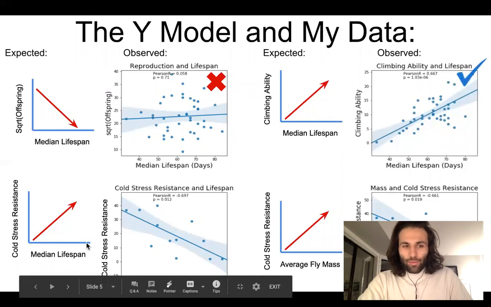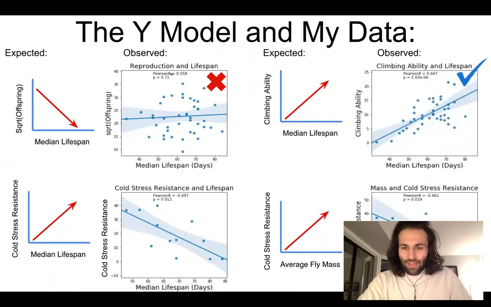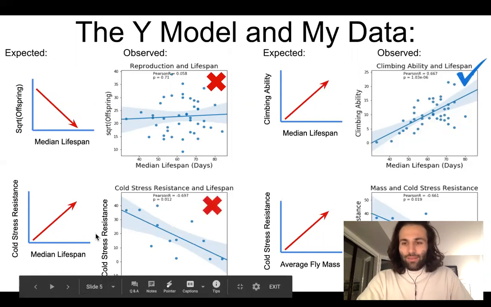Moving to the bottom left, we have cold stress resistance and median lifespan. And so what we'd expect here with the Y model is a positive correlation between the two because they're both measures of somatic maintenance. However, what we see is a negative correlation, which is really interesting because that means that these two measures of somatic maintenance are actually trading off with each other.